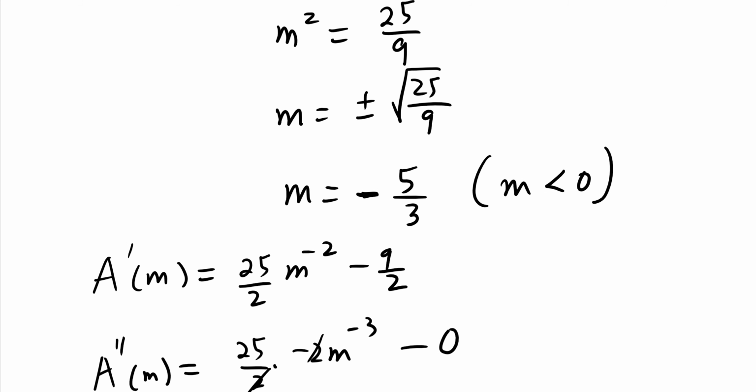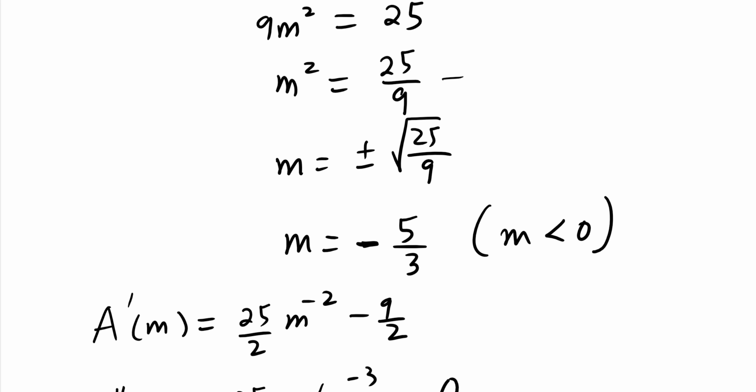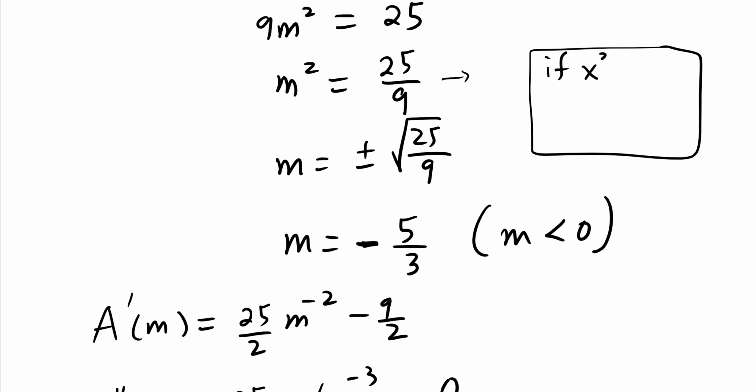A lot of students think right away from here m is 5/3. They don't pay attention to the square root property. Square root property is very important. It says if x squared equals a positive real number m, then x is always plus or minus the square root of m. Don't forget the plus or minus.